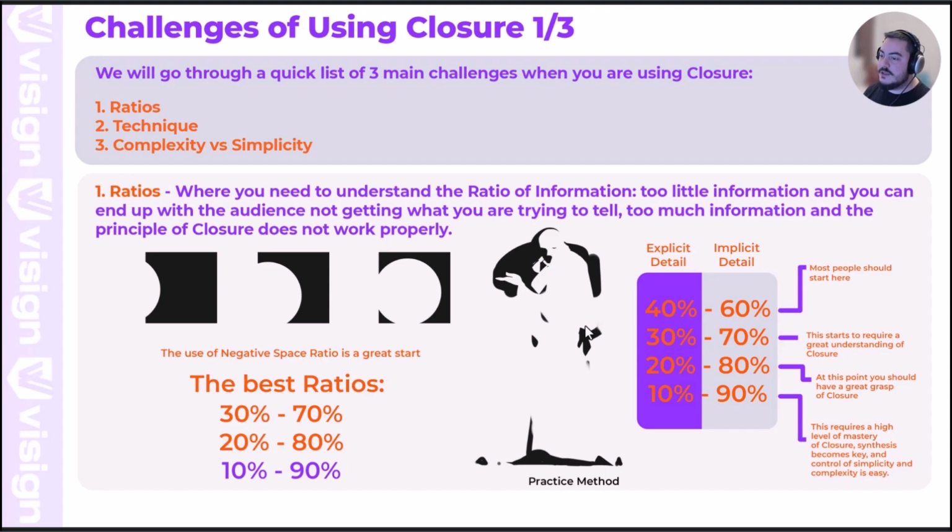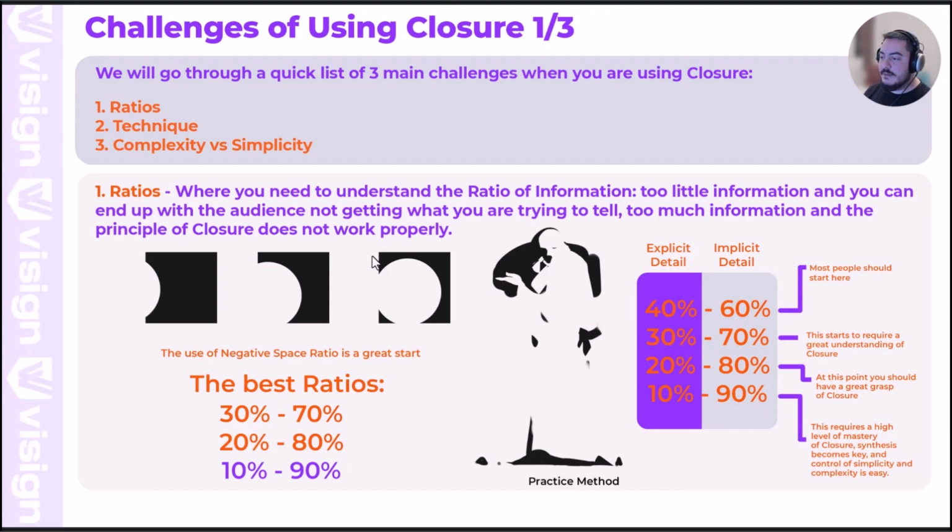Too much information, and the principle of closure does not work properly, or it stops being the principle of closure because it doesn't exist anymore, right? The more complete and clear the information is, the more the principle of closure starts to deactivate itself, by essence, right? By the rules that it stands for.